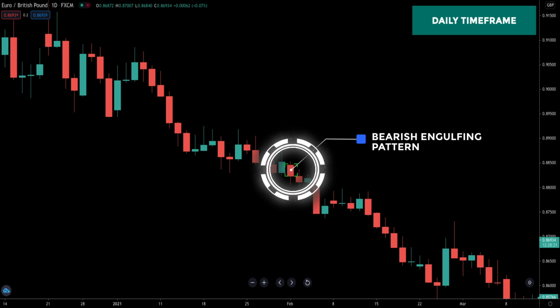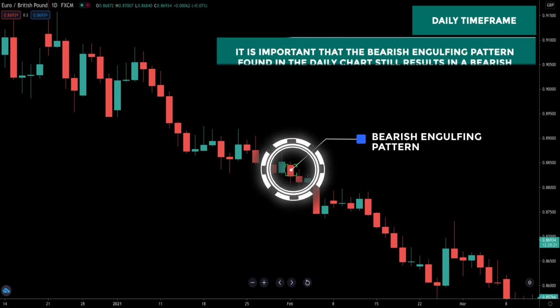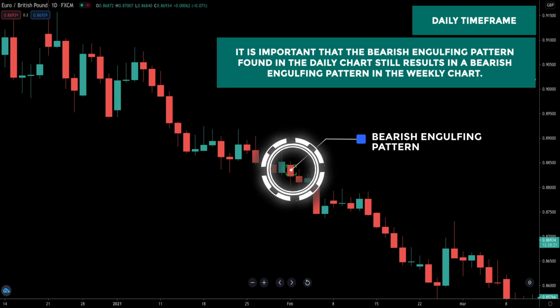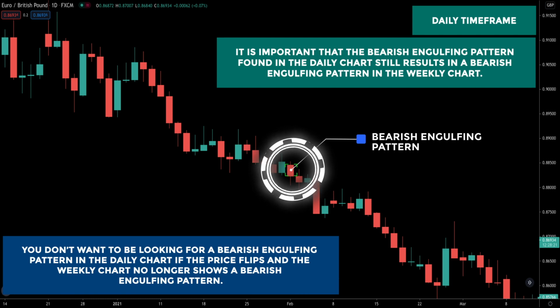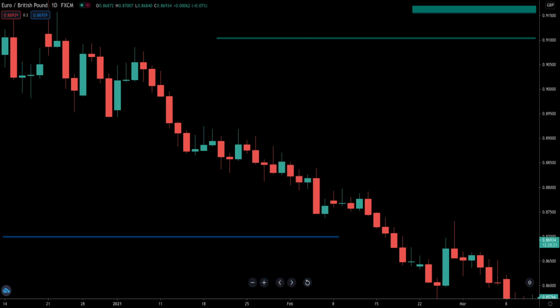Oh, by the way, I didn't mention it earlier, but it is important that the bearish engulfing pattern found in the daily chart still results in a bearish engulfing pattern in the weekly chart. You don't want to be looking for a bearish engulfing pattern in the daily chart if the price flips and the weekly chart no longer shows a bearish engulfing pattern.